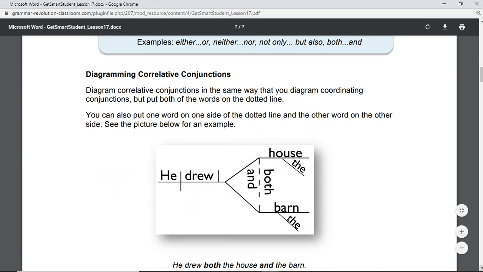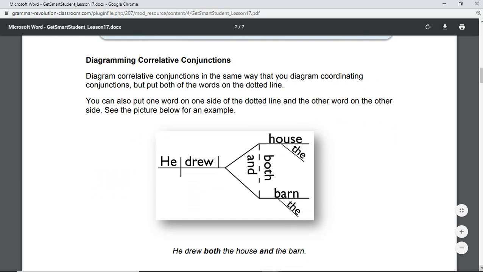Both and. Okay? He drew both the house and the barn. House and barn would be, remember the line, direct objects. Okay? What did he draw? He drew the house and he drew the barn. Okay? Transferring the house, and it's also transferring the barn. Good. Let's come down here.